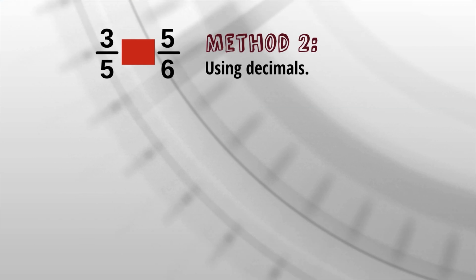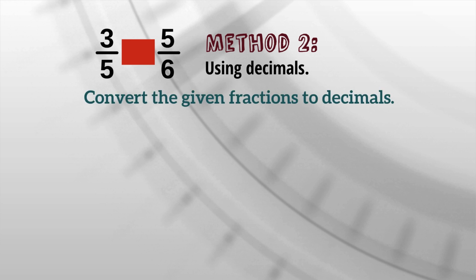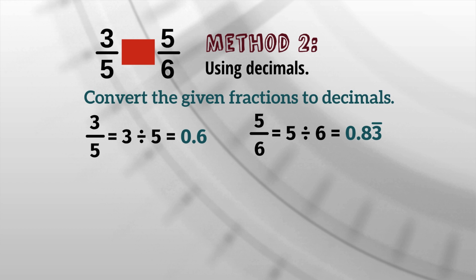Let's use another method. This time we will be using decimals to compare the fractions. Since this method involves decimals, we'll start by converting the given fractions into decimals. It's simple. Just divide the numerator by the denominator. So we have 3 divided by 5, and the quotient is 0.6. For the second fraction, we have 5 divided by 6, which is equal to 0.83 repeated when simplified.